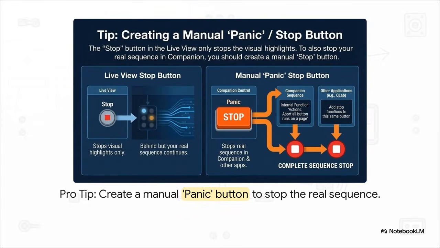The stop button in the live view interface only stops the visual timeline from highlighting cues. Your actual show in Companion keeps on running. So to create a true panic button that halts everything, you need to build a manual stop button inside Companion itself that aborts all your running sequences. This is an absolute lifesaver, trust me.